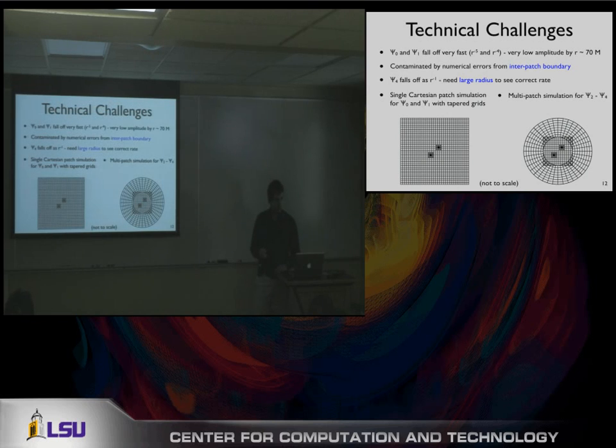Now, as I said, we had some technical problems with psi0 and psi1. Psi0 and psi1 fall off very fast with radius, distance from the source. By r equals approximately 70, they have very low amplitude. I said we were using this Llama multi-patch infrastructure, which allows us to go very far, have our grid extend a long way from the source using angular coordinates. And this allows us to very accurately measure the fall-off of psi4, psi3, and psi2.